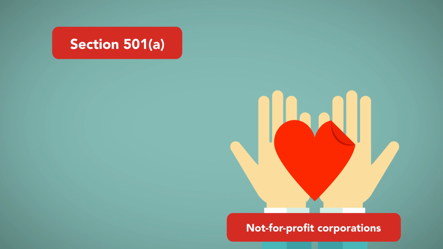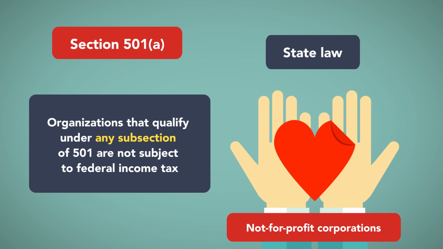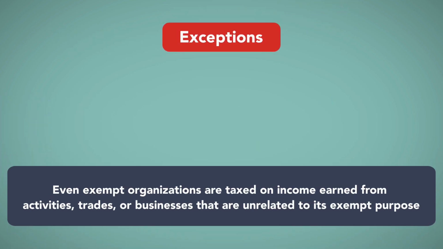Generally, these organizations are structured and registered as not-for-profit corporations under their state's laws. Organizations that qualify under any subsection of 501 are not subject to federal income tax. There are exceptions to the rule, and even exempt organizations are taxed on income earned from activities, trades, or businesses that are unrelated to its exempt purpose.